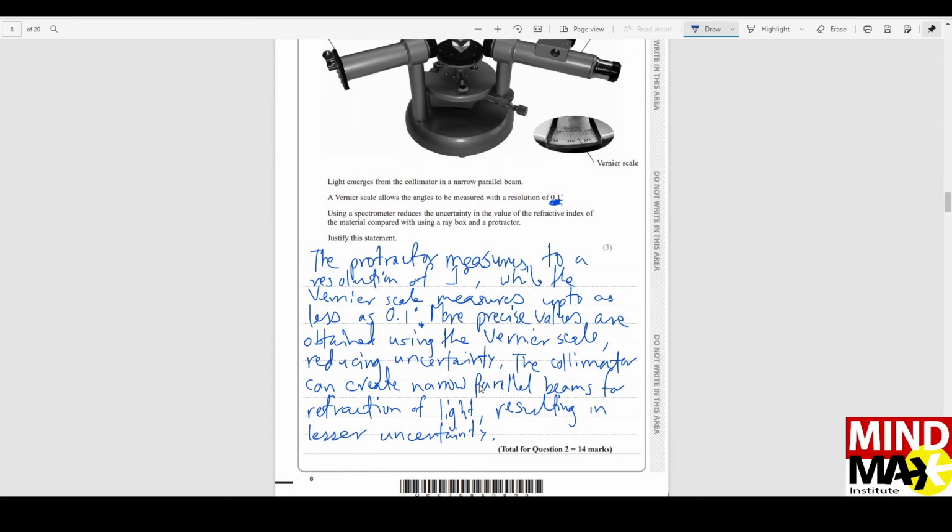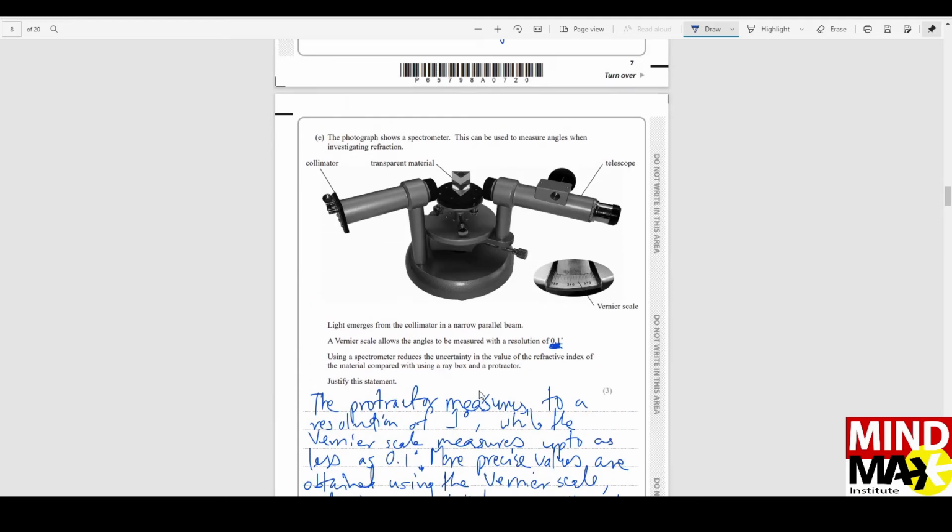Protractor measures to a resolution of only 1 degree, while the vernier scale measures as little as 0.1 degrees. More precise values are obtained using the vernier scale, reducing uncertainty. The collimator can create narrow parallel beams of light, resulting in lesser uncertainty. So they have written here that the light emerges from the collimator in a narrow parallel beam. If it's a parallel narrow beam, that means the lights are not interfering with one another. That means you'll be able to find the exact value of the angles of the different lights and their angles of refraction, right?